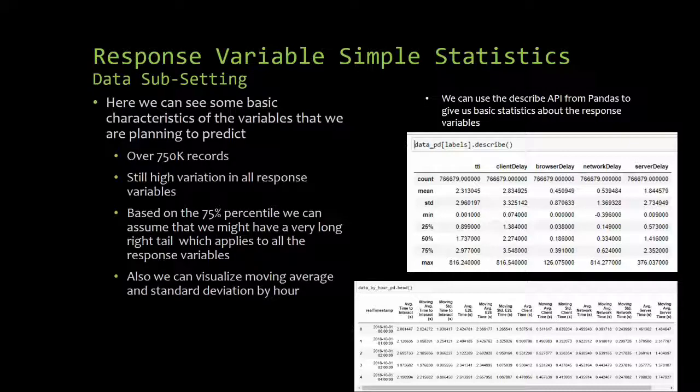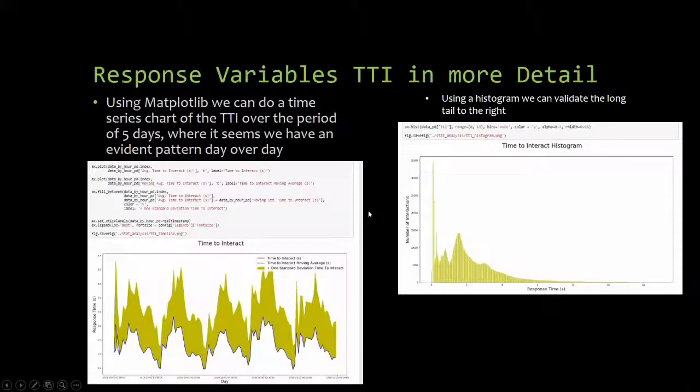Now, let's look into the moving average. Using Matplotlib, we can chart those moving averages, including an area chart with one standard deviation, which still shows high variation. Using a histogram, we can see the long right tail which the TTI response time distribution has. Let's not forget something. This information is an aggregation across 10 different user interactions, which represent different screens and different actions within those screens.